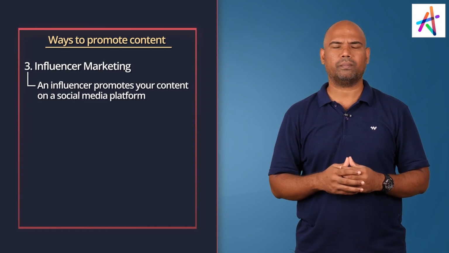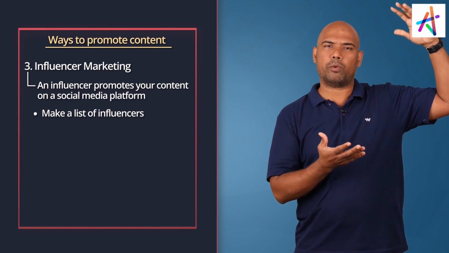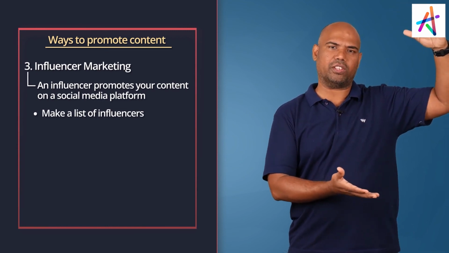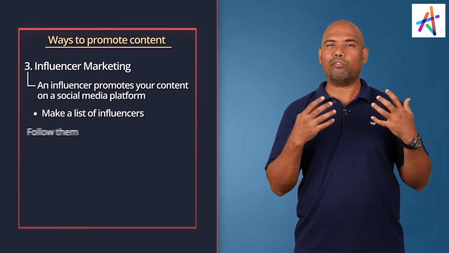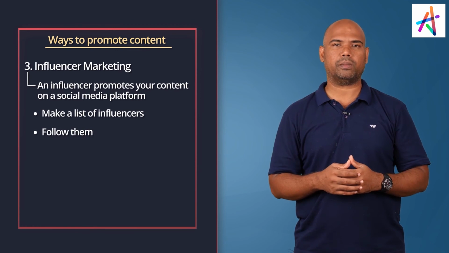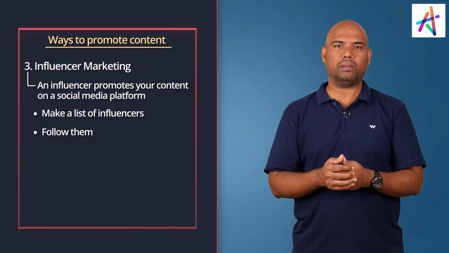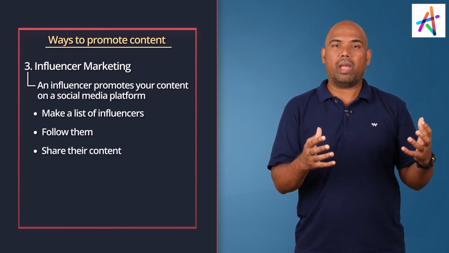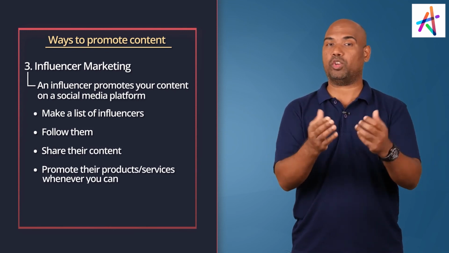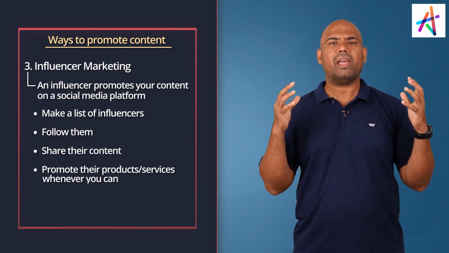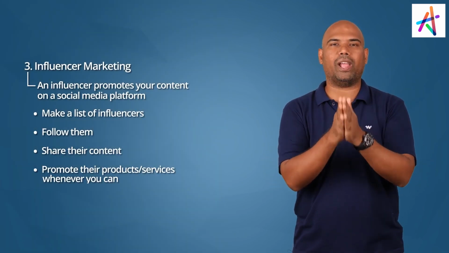How do you do that? First of all, content marketers need to make a list of the potential influencers in a specific niche. You make a list of them, you follow them on social media platforms, look at what they are doing for the community, encourage them, even promote their products and services if it makes sense to your business and if it's relevant to your target audience. That way, you grab the influencer's attention while doing so.